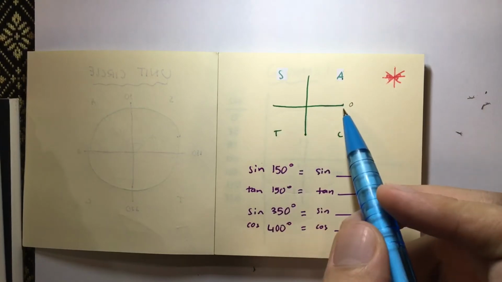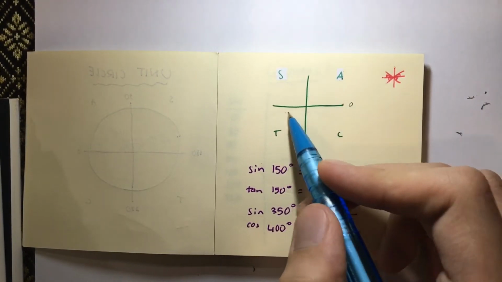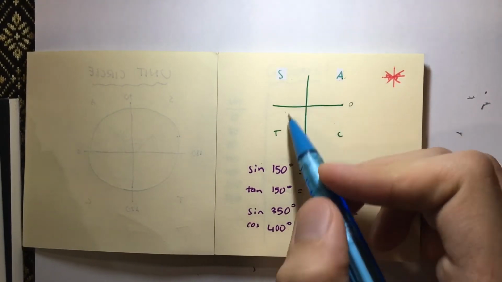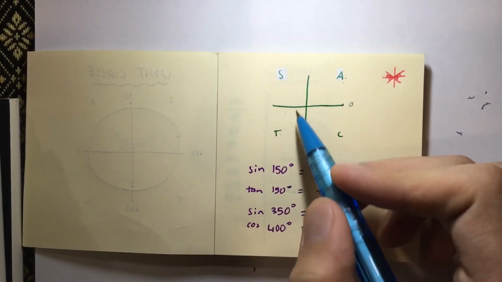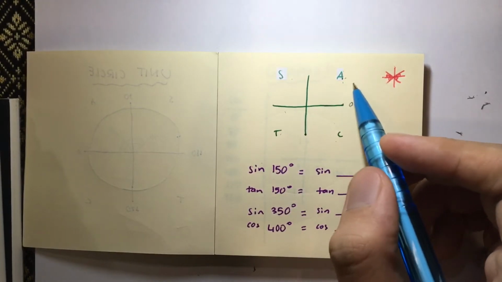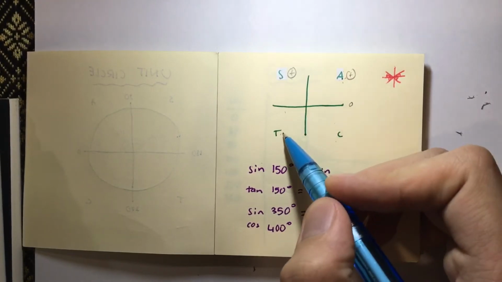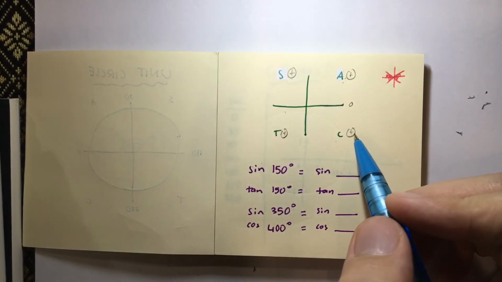So we use the four quadrants. First things first, you should know what the four quadrants are. They are, as Mr. Das said, add sugar to coffee, or ASTC. So in the first quadrant, all of sine, tan, and cos are positive. In the second, only sine is positive. In the third, only tan is positive. And in the fourth, only cos is positive. Got it?